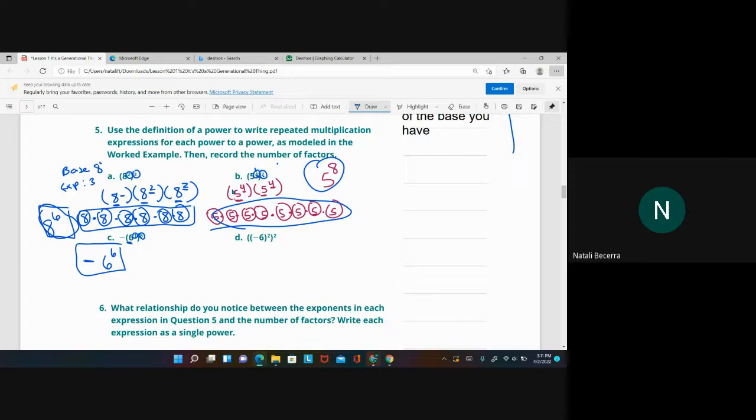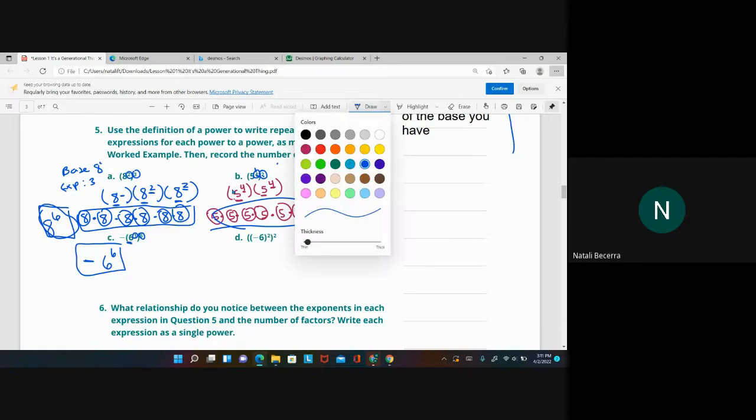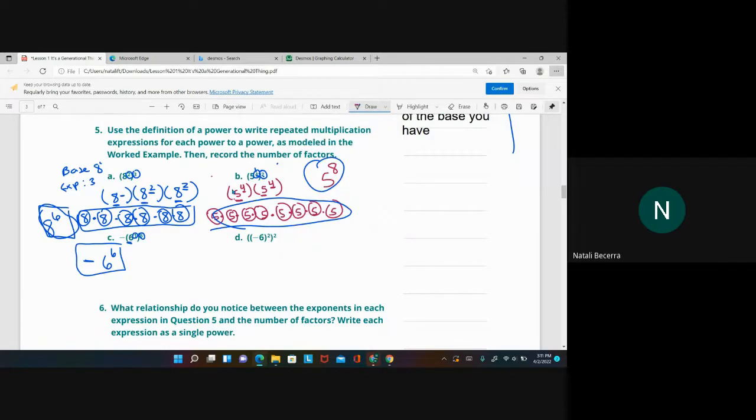All right. So now for part D. Now this one is a little bit more tricky because you have 2 parentheses. So you really have to be careful on how you separate it. So you have, let's look at the very inside first. So we have negative 6 to the power of 2, and that negative 6 is inside of the parentheses. So that means that we have it twice. So negative 6 times negative 6. Okay.